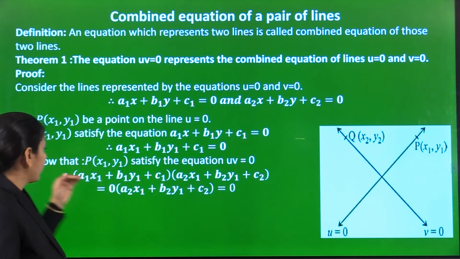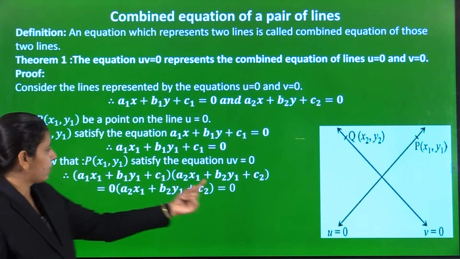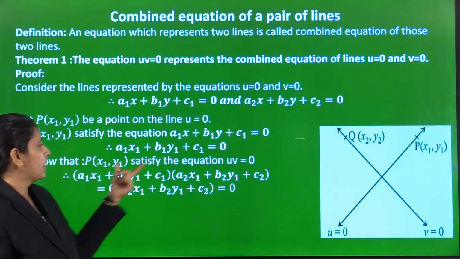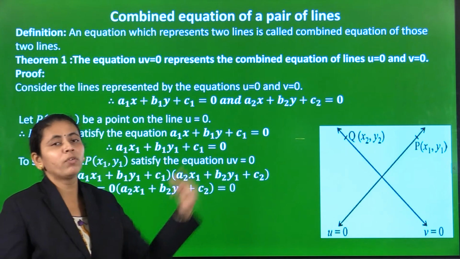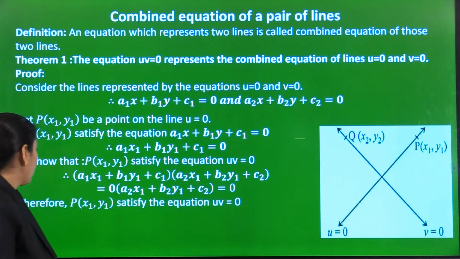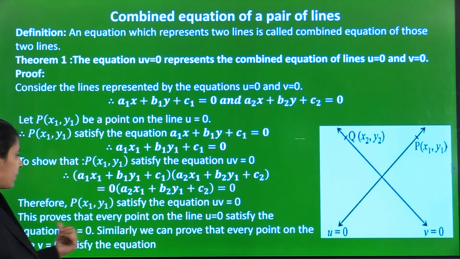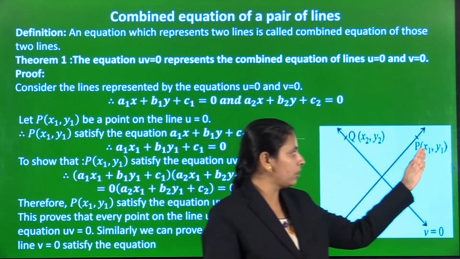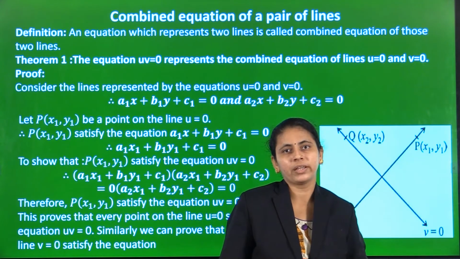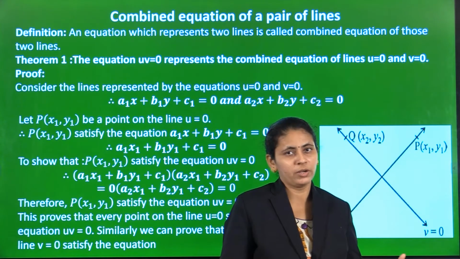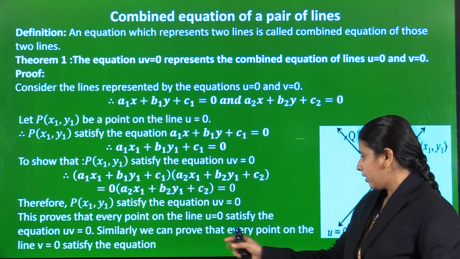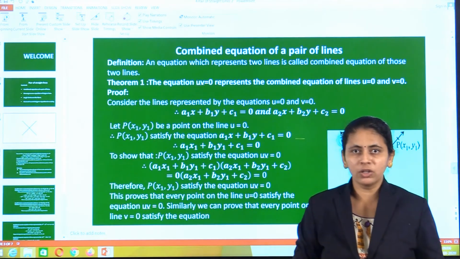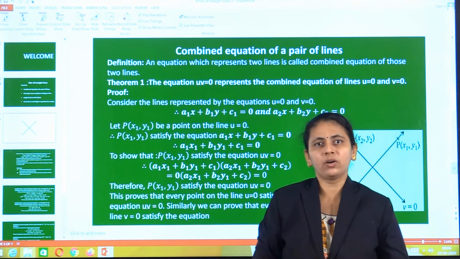Okay, so you will get the right hand side equal to 0. This shows that P(x1, y1) satisfies the equation uv = 0, and therefore this proves that every point which lies on the line u should satisfy the equation uv = 0. Since P(x1, y1) was any point on this line, that is, an arbitrary point on this line.